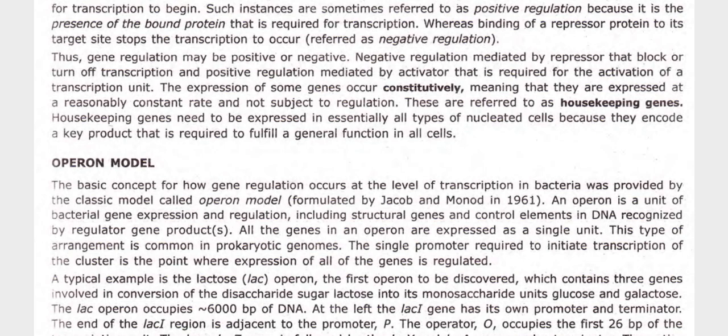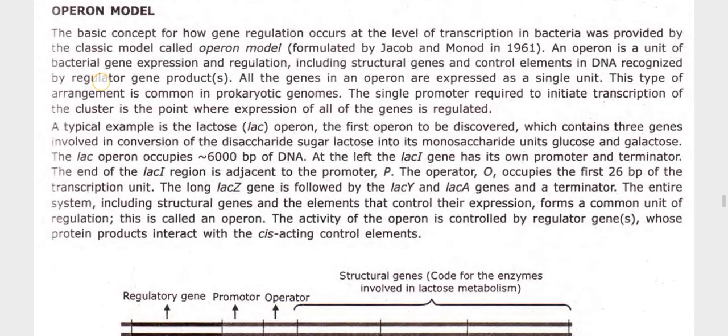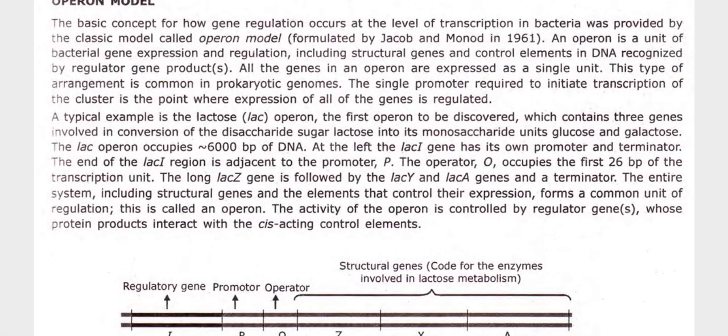Next is about the operon model. The basic concept for how gene regulation occurs at the level of transcription in bacteria was provided by the classic operon model of Jacob and Monod in 1961. An operon is a unit of bacterial gene expression and regulation, including structural genes and control elements in DNA recognized by regulator gene products. All the genes in an operon are expressed as a single unit.